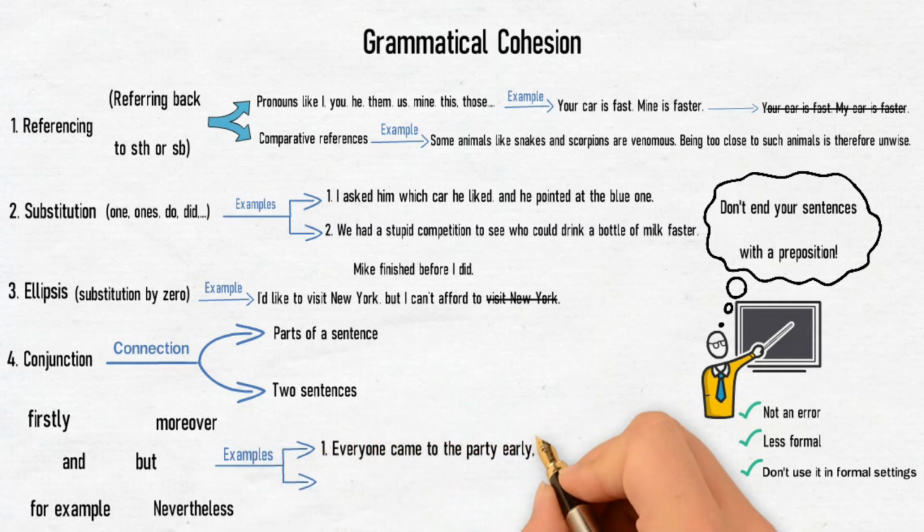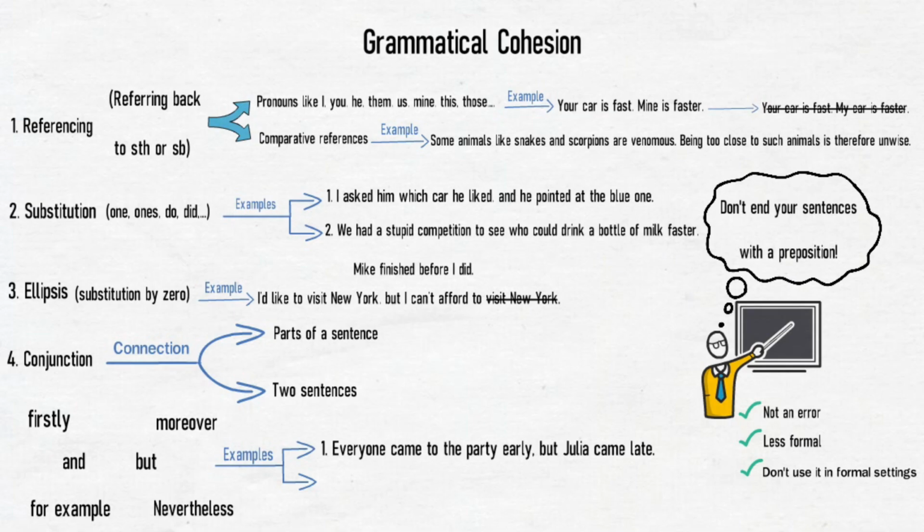Everyone came to the party early, but Julia came late. This is a compound sentence with 2 parts, which are joined by the word but. This little word shows a contrast between those 2 parts, making it easier for the reader to understand the link between them. Let's take a look at another example. This is a cheap and simple process. However, there are dangers. Now, there are 2 simple sentences, but their connection is made clear with the word however.